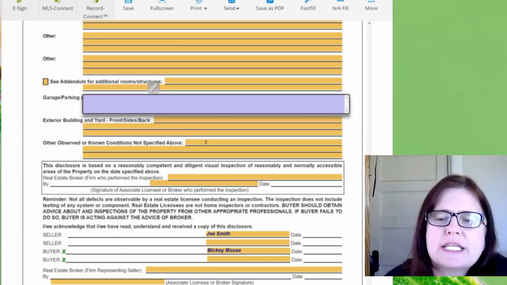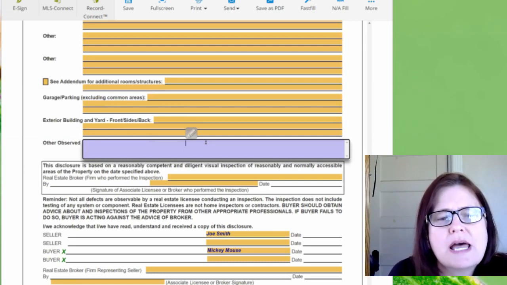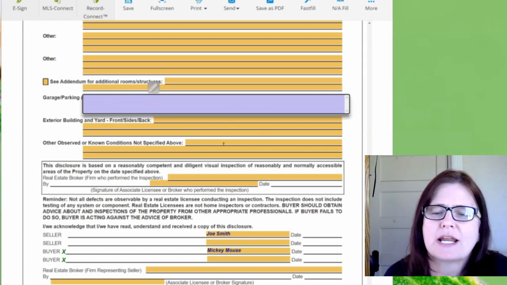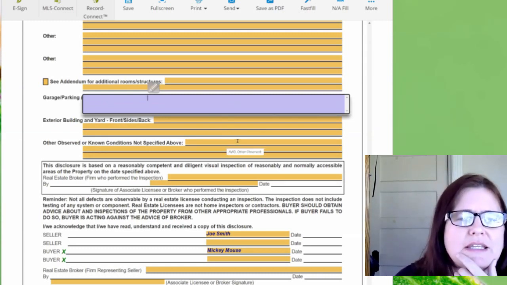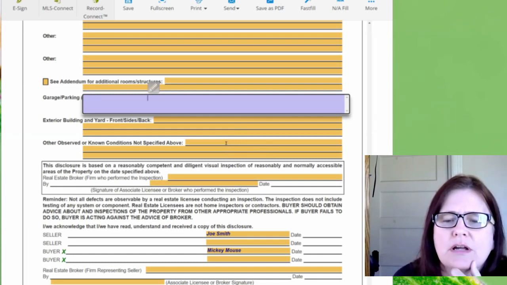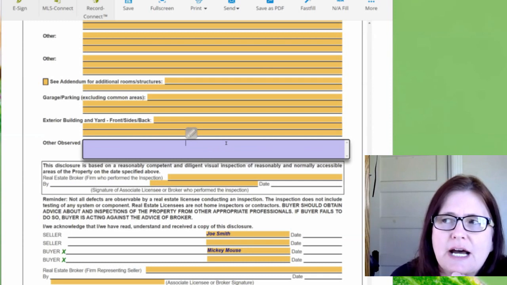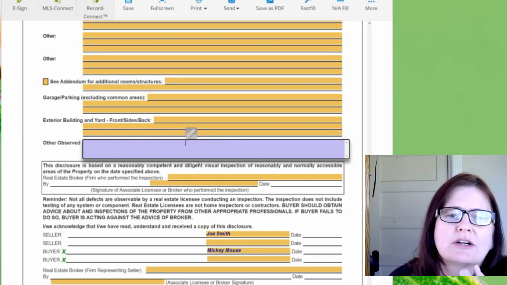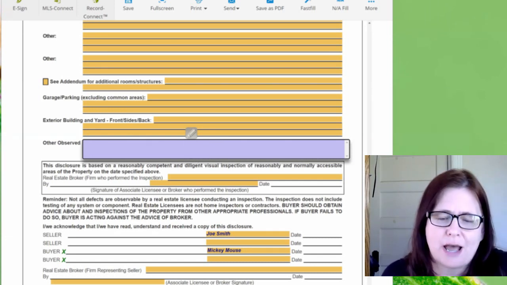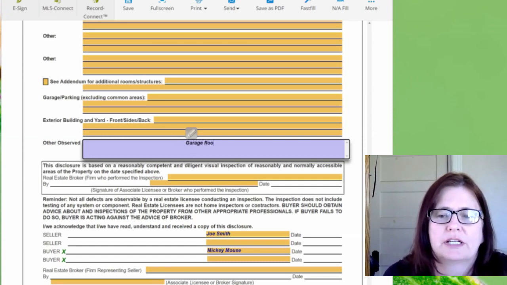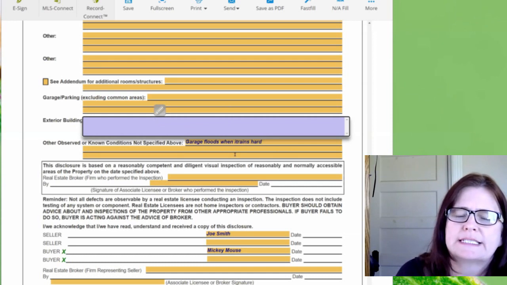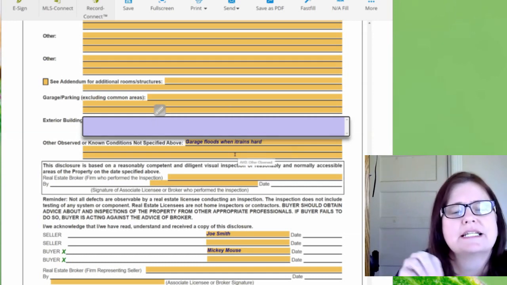So this would be just something that I know about the home that isn't disclosed under the visual aspect of it. I'm trying to think of examples, but my brain's not working right now. If I know that the home floods, maybe I know for some reason the home floods when it rains real hard, or the garage floods when it rains real hard, then I would put that here. Garage floods when it rains hard. Ignore the typo. So that's something that I know, but I didn't observe it this day.